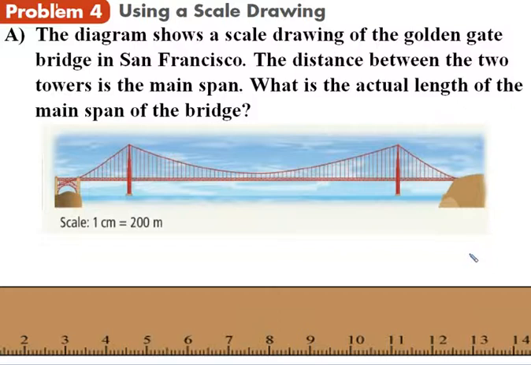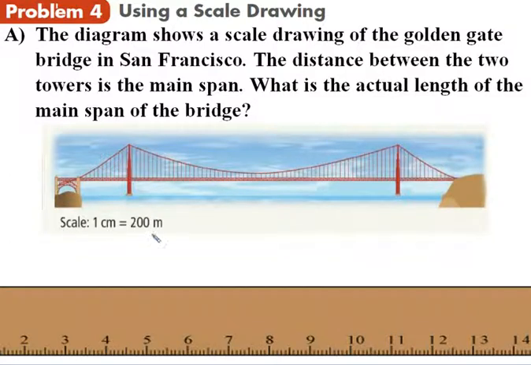Okay, next thing we're going to do is take a look at how we can use similarity in the real world. Okay, problem 4, using a scaled diagram. A says the diagram shows a scale drawing of the Golden Gate Bridge in San Francisco. The distance between the two towers is the main span. What is the actual length of the main span of the bridge?